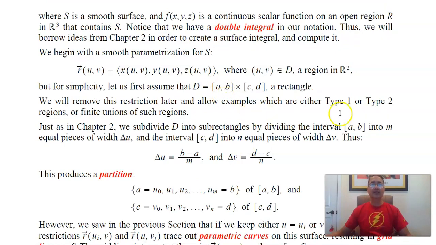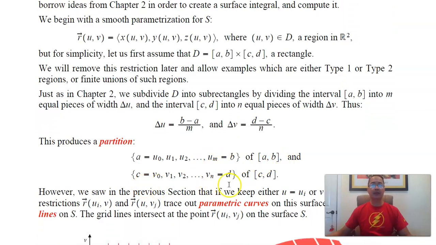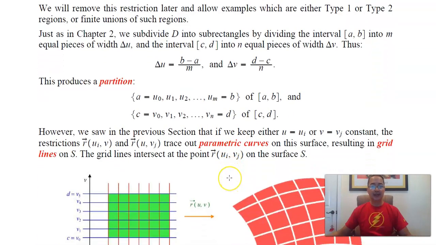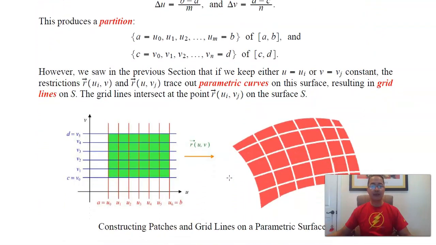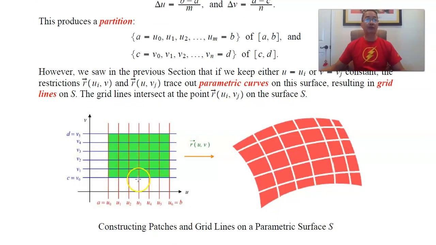We subdivide the interval for u into m equal pieces of width delta u. So the width is (b minus a) over m. And similarly for v, we subdivide [c,d] into n equal pieces of width delta v. So that's (d minus c) over n. We get a partition of [a,b] and a partition of [c,d], and we have this diagram, which is very similar to what we did in chapter 2.